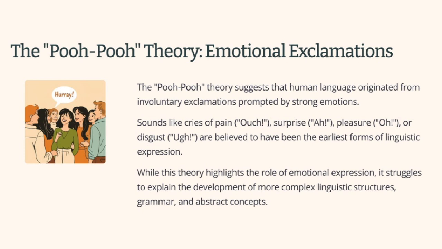And this theory states that from these sounds, language has grown a long way. While this theory highlights the role of emotional expression, it struggles to explain the development of more complex linguistic structures such as grammar and abstract concepts. But on a base level, the Pooh-Pooh theory is about emotional exclamations. The next theory is the Yo-He-Ho theory.